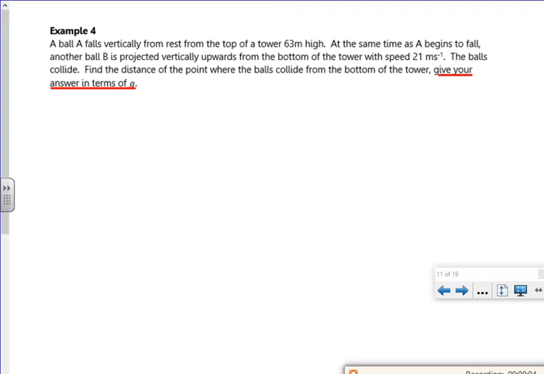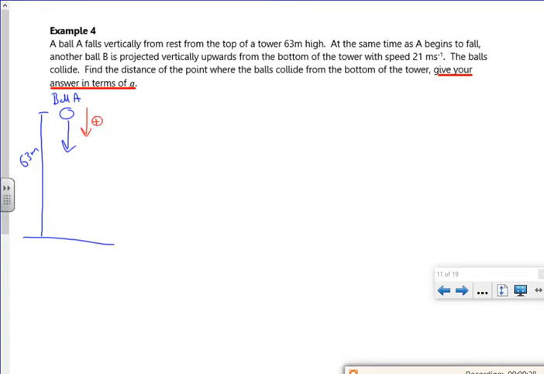So it says ball A falls vertically from rest from the top of a tower 63 meters high. So there's ball A, and that's 63 meters high. Now, for ball A, positive is going down, so it's going with gravity.